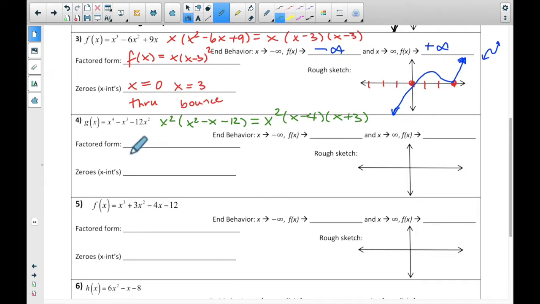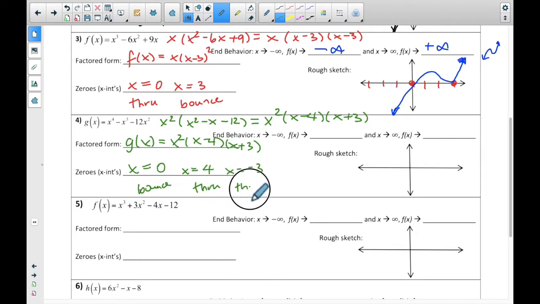It's really important. So our factored form, we have g of x is equal to x squared times x minus 4 times x plus 3. Okay, that means our zeros is we have 1 at 0, 1 at positive 4, and 1 at negative 3. The 0 has a second power, so it's going to bounce, and these are both through.